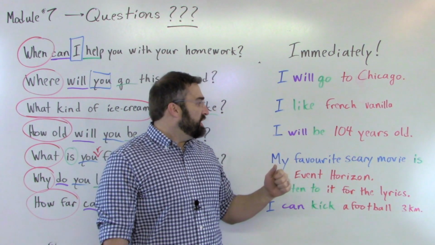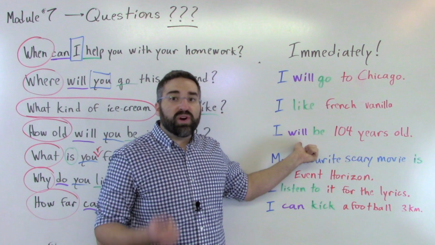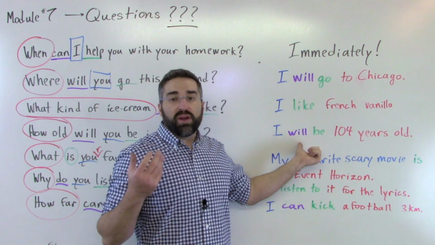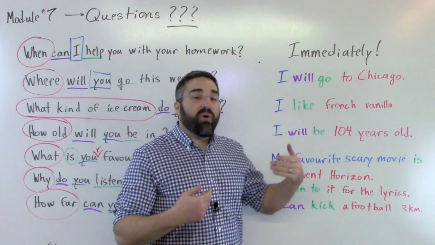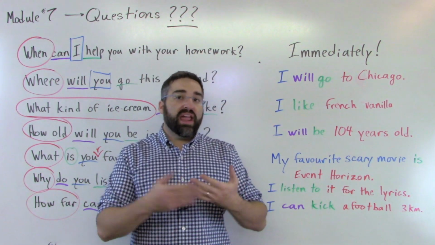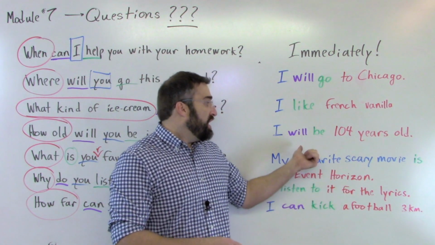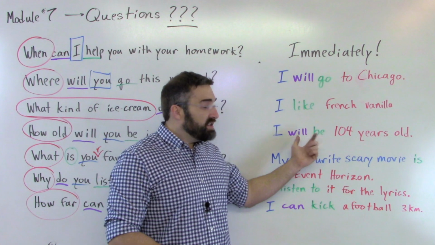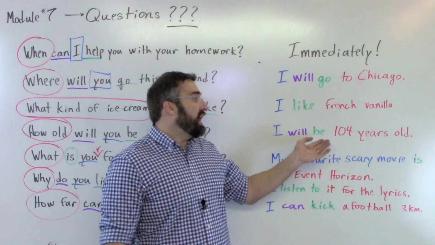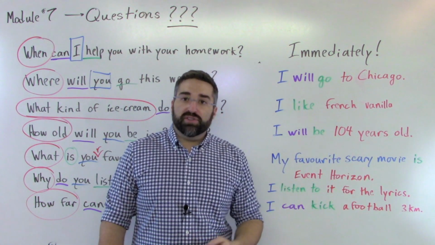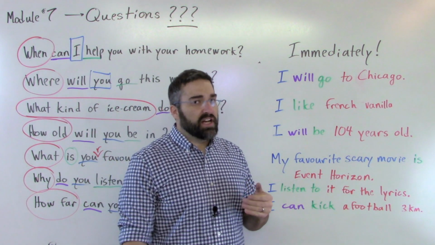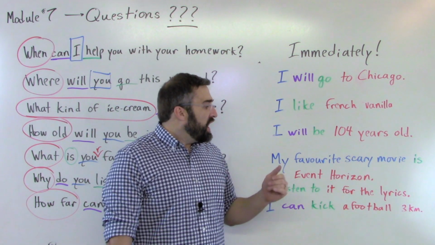Next, I will. Will is in purple here. We got our modal verb again that we're gonna repeat. So how old will you be? Well, we have to use that modal. We'll move it over. I will be. Be is my main verb here. I will be 104 years old, right? I don't look it at all. Not a year over 103.